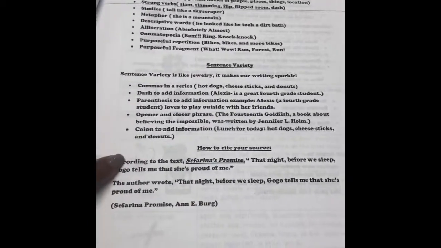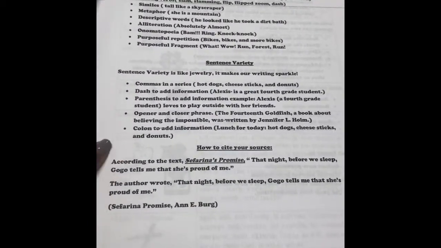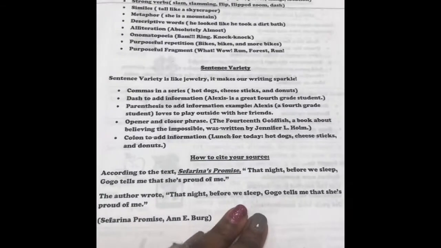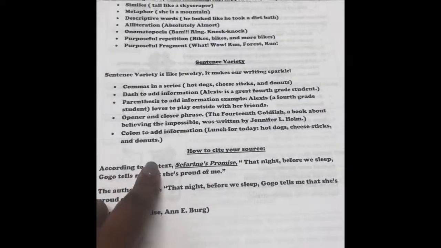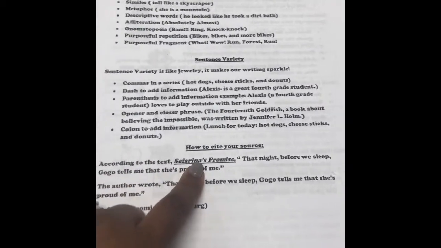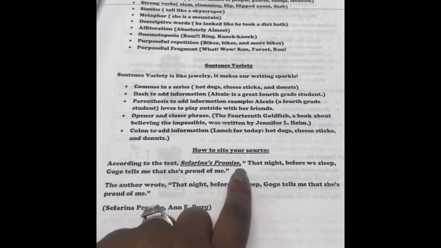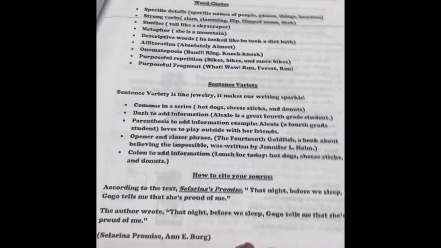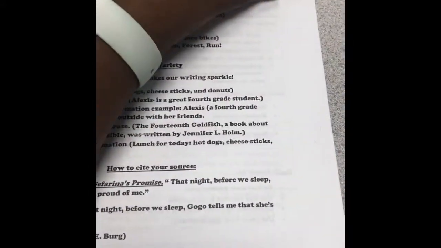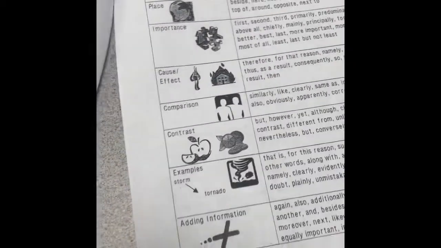But here are the 2 that we've gone over and that we've practiced over and over, including, according to the text, the name of that particular text, and an example of how to quote the text using the quotation marks in their essays. Also, I've included, oh, there's actually a front and back to this.